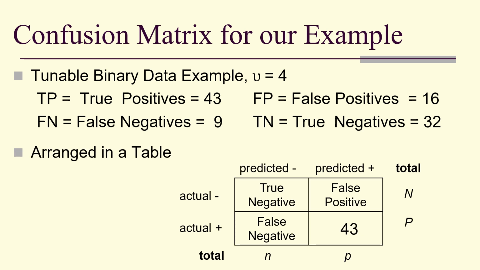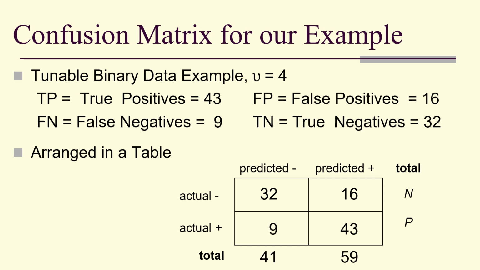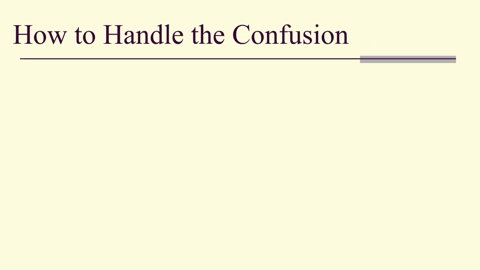We arrange those into a table, and we get our predicted positives, 16 plus 43 is 59. And then our true negatives, false negatives, 41 predicted negative, and 48 actual negatives, and 52 actual positives. Our accuracy, 75%. So how do we handle all this confusion?